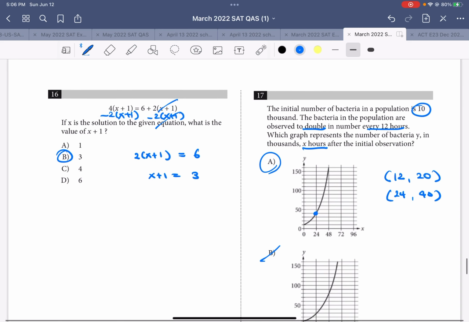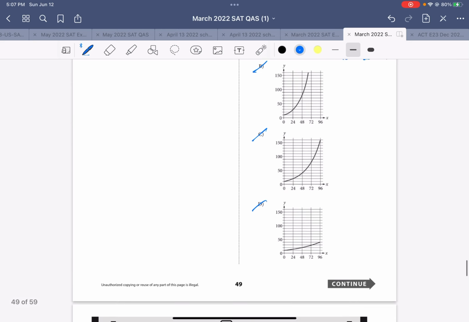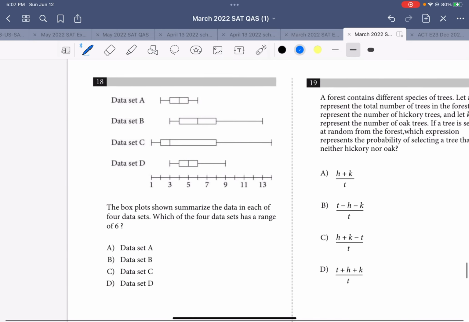Okay? It's because every 12 hours it doubles. So initially, when x equals 0, when x equals 12, when x equals 24. Every 12 hours, it will double. So initially it was 10, 20, and double of 20 is 40. That's what I used. Okay? So that represents this graph. Let's move on.